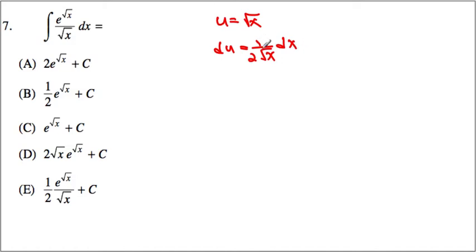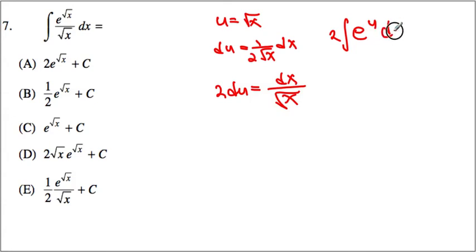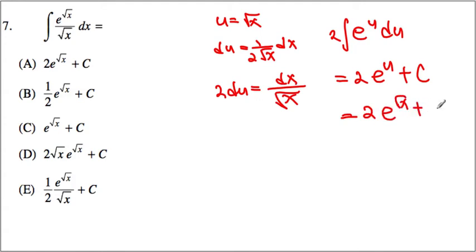Notice we have dx and then 1 over the square root of x. We just don't have the 2. That means 2 du is equal to dx over the square root of x. So by plugging these things in, we end up getting 2 times e to the u du. Now the integration of that becomes 2 times e to the u plus c. Since u was the square root of x, we end up having 2 times e to the square root of x plus c. That becomes our final answer, which is choice A.